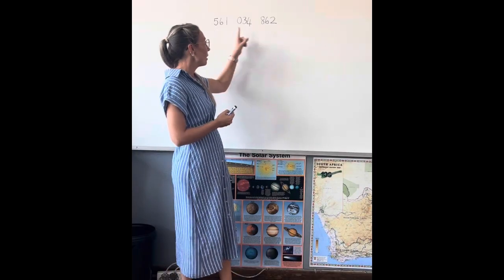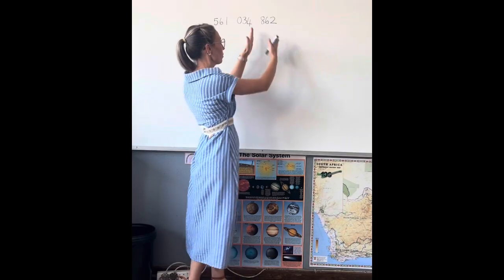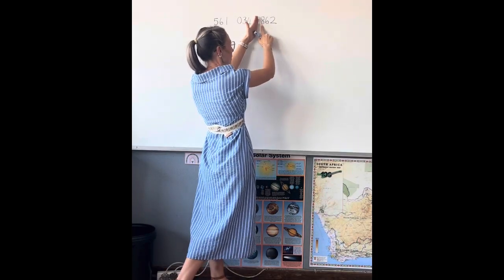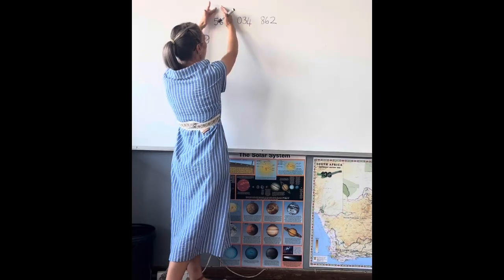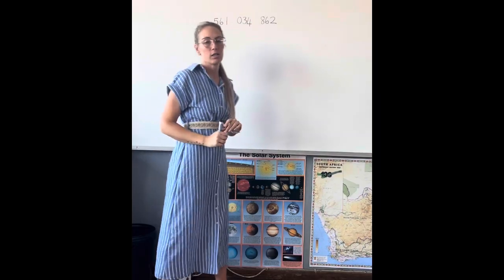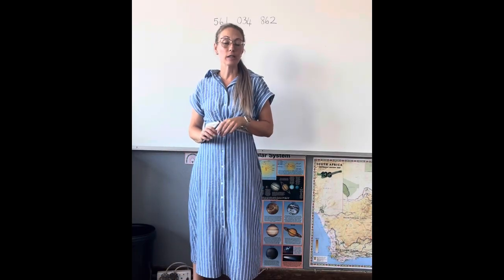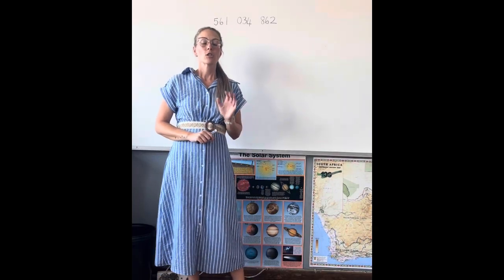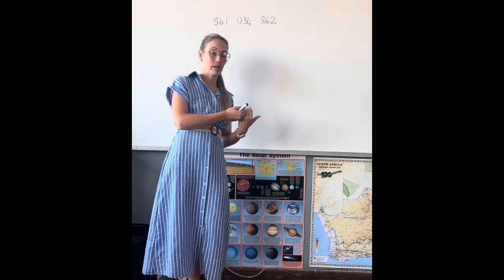So we read and write numbers in groups of 3. In other words, I'll focus on that group, and that stays 862. I'll focus on that group, which is 34, and that group, which is 561. But we need to know our place values to read the number properly. So the place values that you've been taught so far are the following.